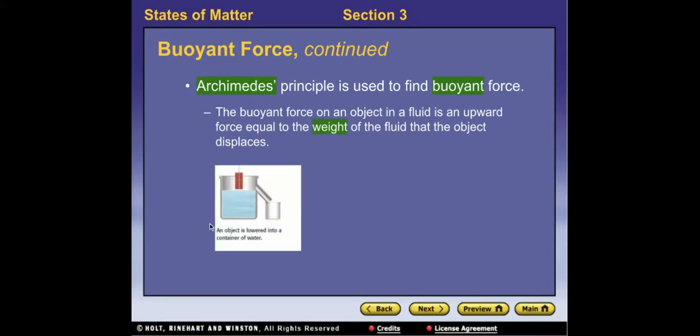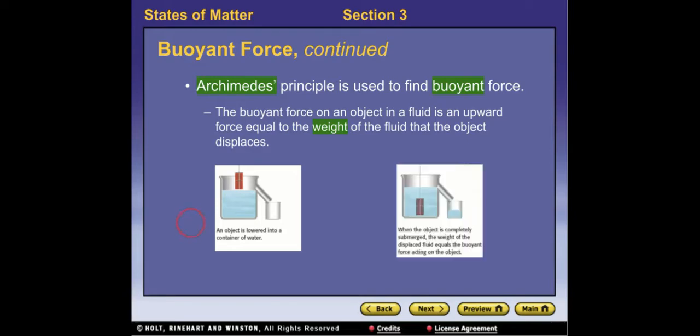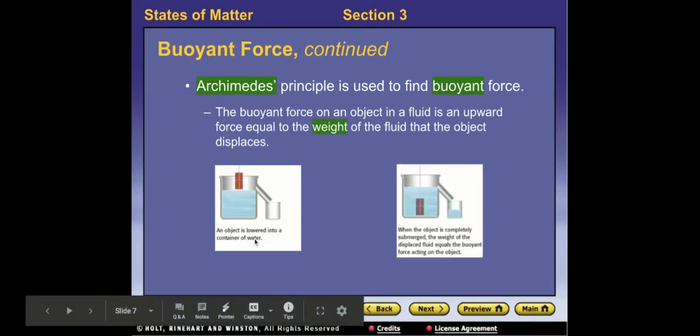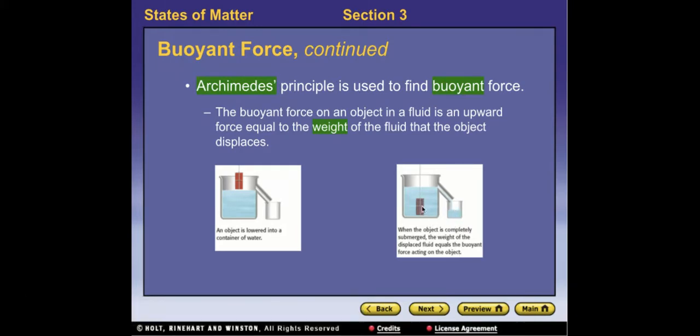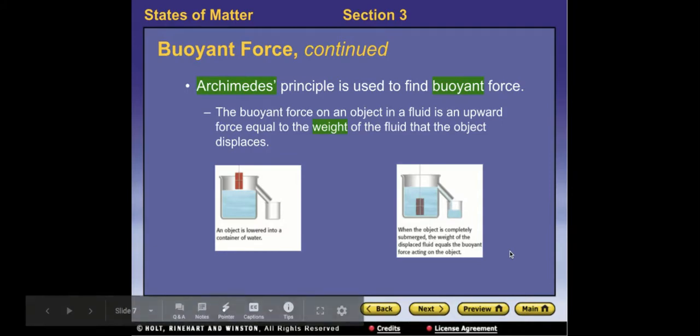for how much water it pushes out of the tub, or displaces. So another example: if you catch the water that is displaced when an object is lowered into a container of water, when the object is completely submerged, the weight of the water that's pushed out is going to equal the amount of the buoyant force acting on the object.